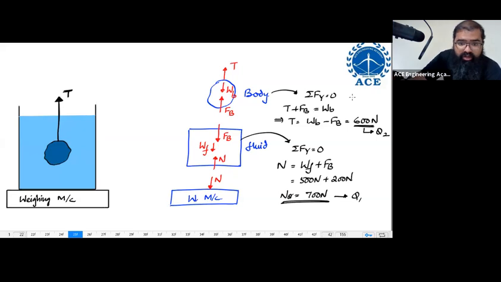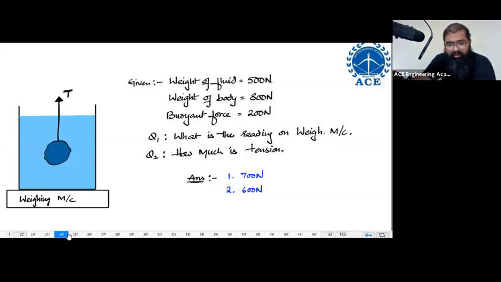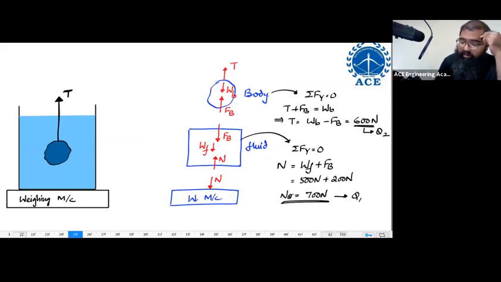If you don't understand the free body diagram, you will have difficulty. Where does the standard mistake happen? What is a standard mistake? People think that they are supposed to add these two things and subtract this thing, because it has come to your mind that FB is always upward. That is wrong. FB is always up on what? On the body. FB acts downward also, on the fluid.